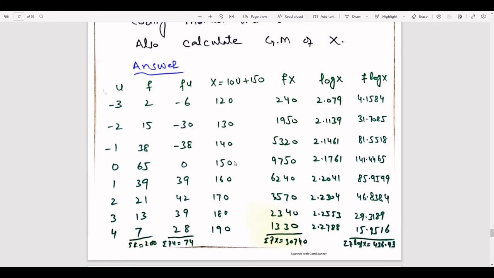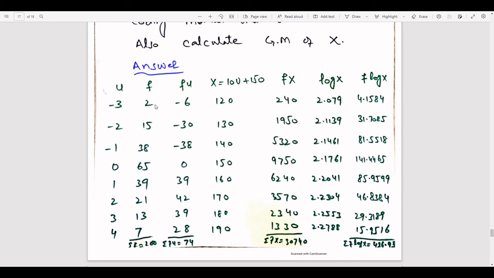40 plus 150 is 190. So for the direct formula, what is the mean for grouped data? The direct formula of arithmetic mean is x bar is equal to sum of f of x over sum of f. So we need sum of f of x, so we multiply f with x.